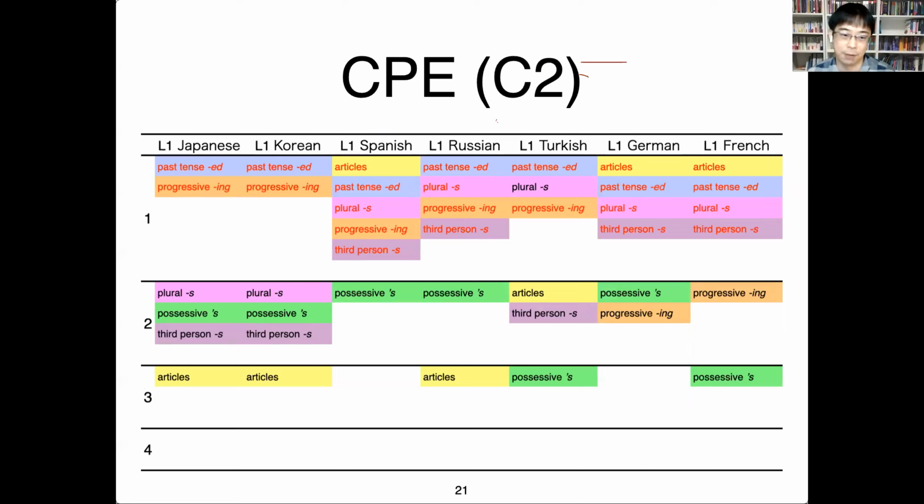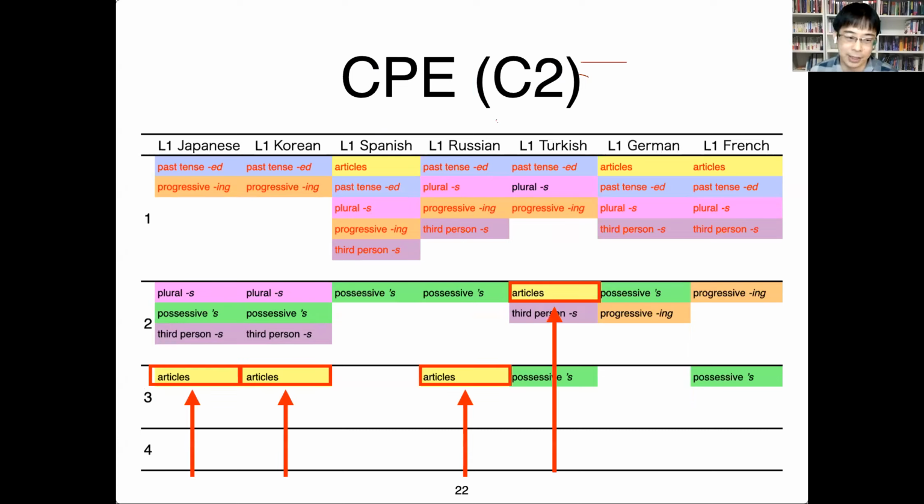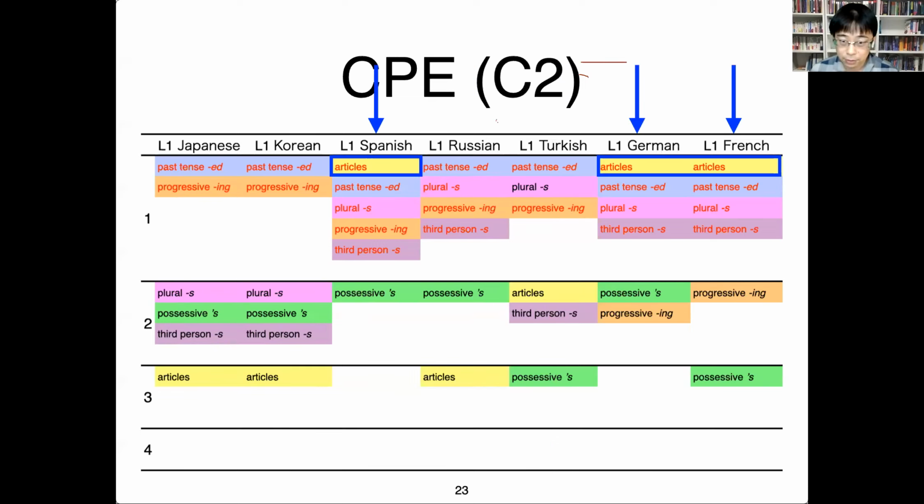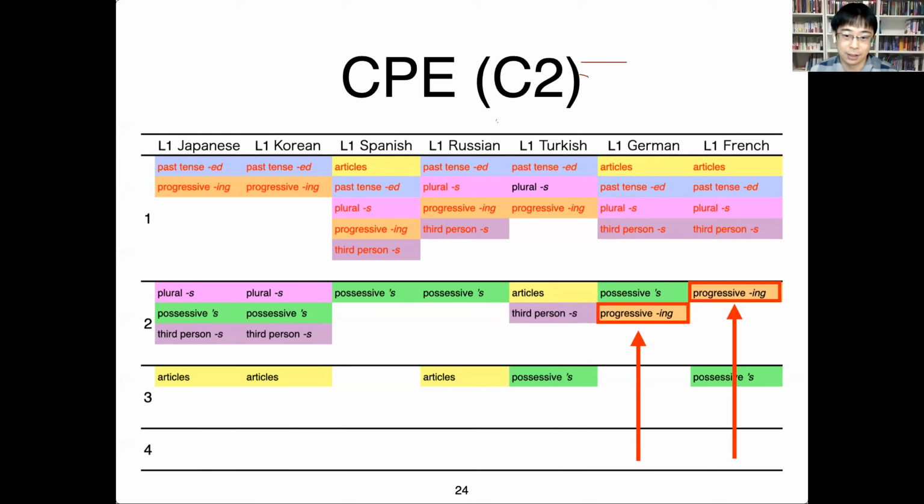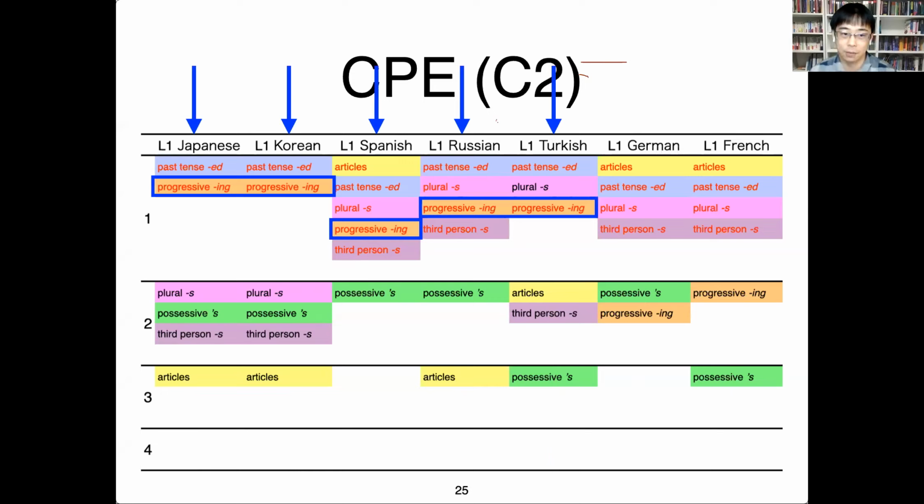The pattern remains the same across the proficiency levels. So this is the C2 level, the highest proficiency level. And here too, you can see articles are located fairly low in L1 Japanese, Korean, Russian, and Turkish, whereas they are one of the most accurate morphemes in the other L1 groups. And similarly, progressive ING is towards the end of the six morphemes in L1 German and French, whereas it is one of the most accurate morphemes in the other L1 groups.